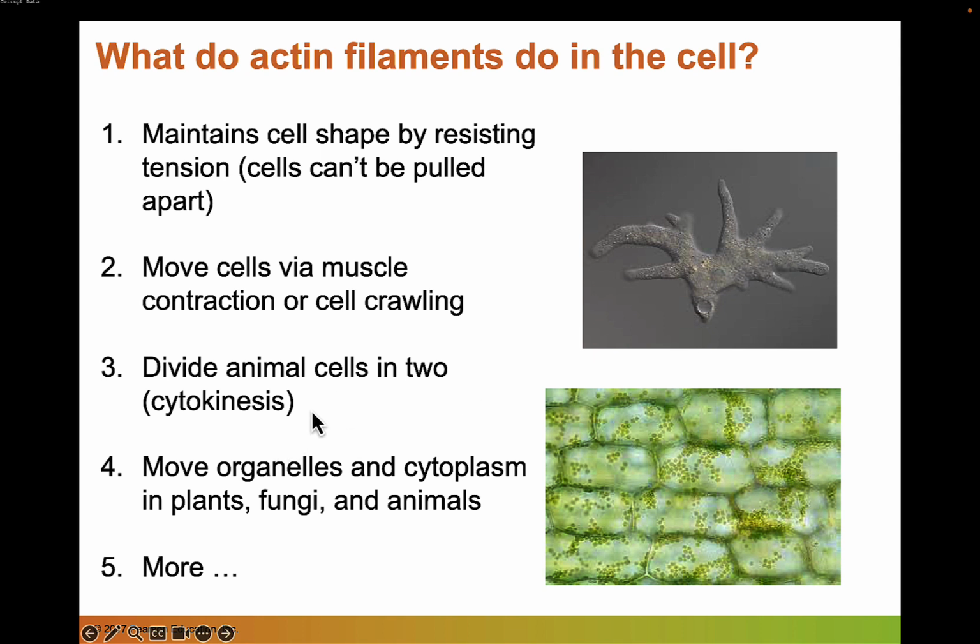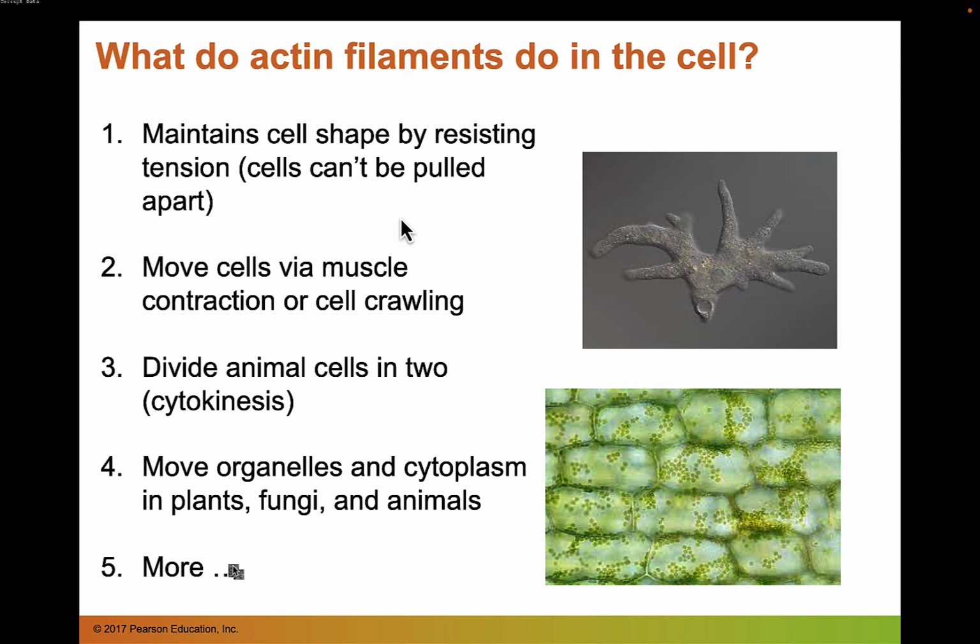Actin also plays an important role in dividing animal cells in two. We call this cytokinesis. And it plays a role in moving organelles and cytoplasm in plants, fungi, and animals. And so again, this is something that you've already seen in the lab, either in a video or through a microscope, where you saw the chloroplasts moving on these tracks in plant cells, and that was powered by actin filaments. And these are just some of the functions of actin.